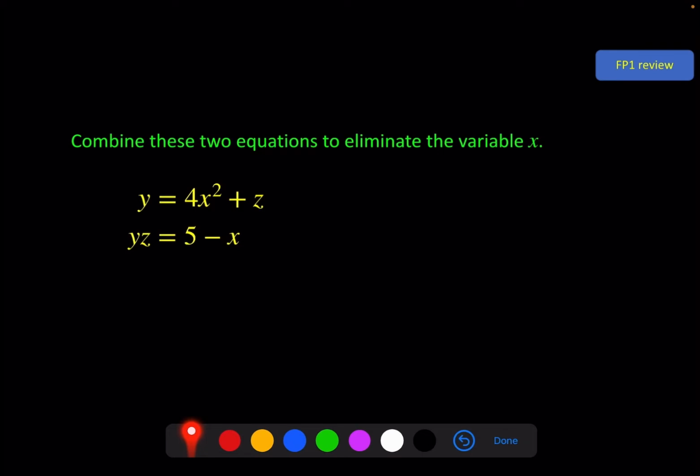Starter on the screen to get you going. If you've got time, give this a go. Combine these two equations to eliminate the variable x.